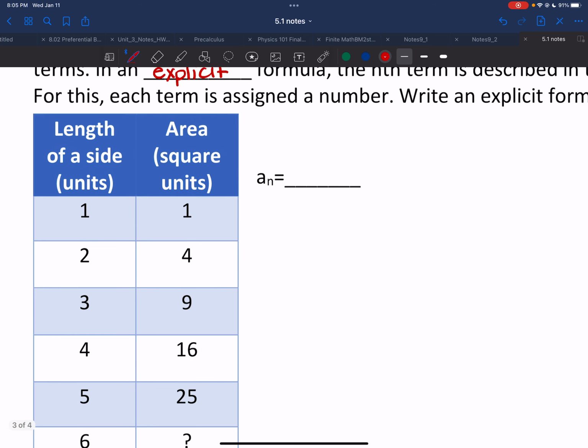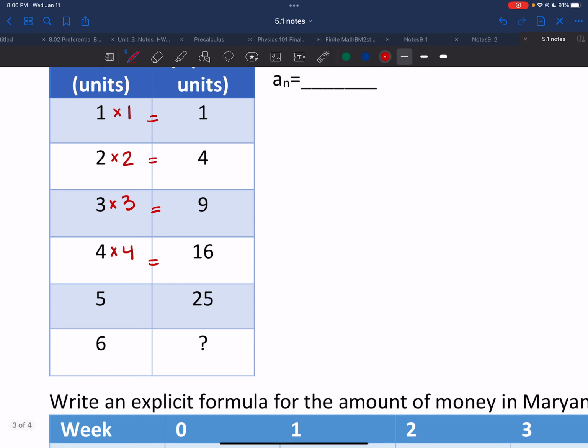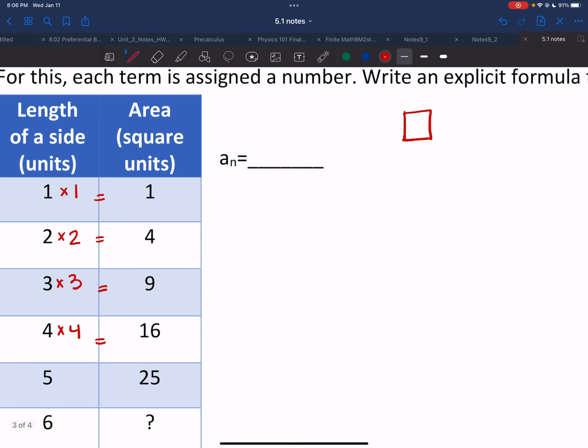And when we talked about a square, remember it was one side times the other side is equal to your area. So 2 times 2 equals 4 because on a square, all of your sides are equal. 3 times 3 equals 9. 4 times 4 equals 16. 5 times 5 is 25, and 6 times 6 is 36. So we want to write a generic formula for finding the nth one.